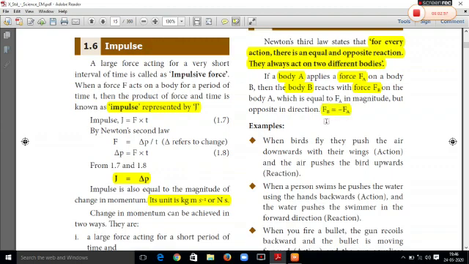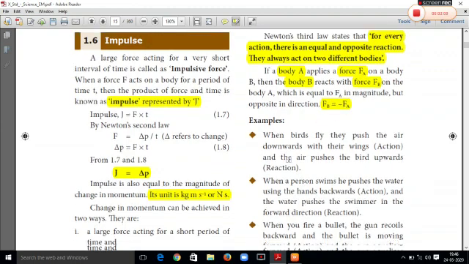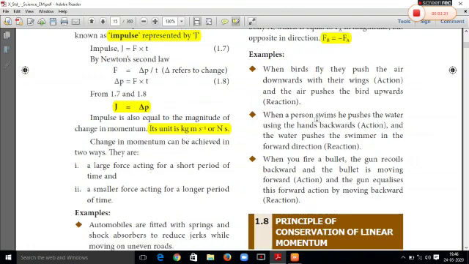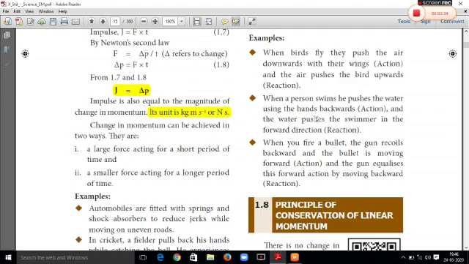Now, let us see examples for Newton's third law of motion. When birds fly, they push the air downwards with their wings. This is action, and the air pushes the bird upwards. This is reaction. When a person swims, he pushes the water backwards using his hands. This is action, and the water pushes the swimmer in the forward direction, which is the reaction. When you fire a bullet, the gun recoils backward and the bullet moves forward as the action, and the gun equalizes this forward action by moving backward as the reaction.